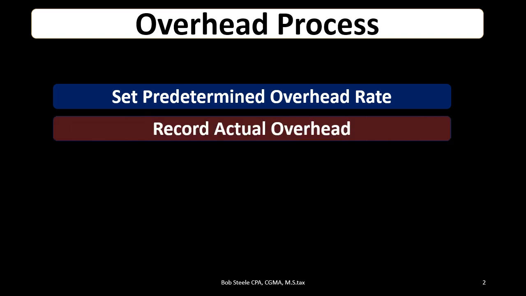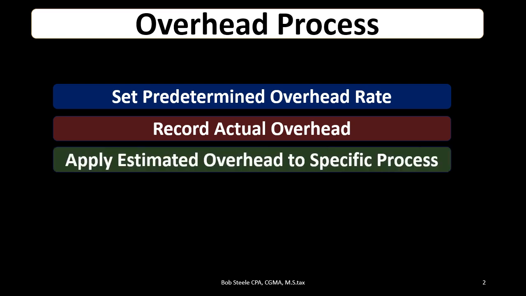We then record actual overhead. We know what the actual overhead is. We're going to record the overhead, but we probably don't know which department it needs to go to. So we have the actual overhead, therefore not going into work in process, but to the departments. We then apply estimated overhead to specific processes, and this is the estimate of us applying out the overhead to the processes. It is only an estimate, so these two items will often not match.